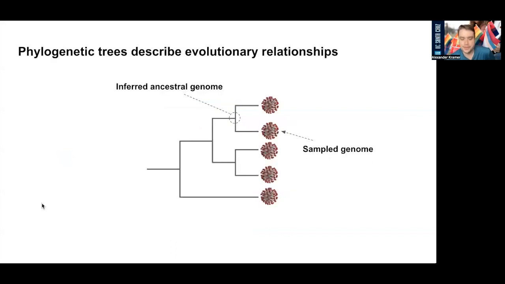amount of data. One of the main things that we look at are phylogenetic trees and how we can build phylogenetic trees using huge amounts of data. Briefly, a phylogenetic tree is just a way to describe evolutionary relationships between genomes. If you have a sample genome of coronavirus, for example, these are represented at the leaves of the tree, and the internal nodes of the tree represent inferred ancestors of the sample genomes that you've observed.